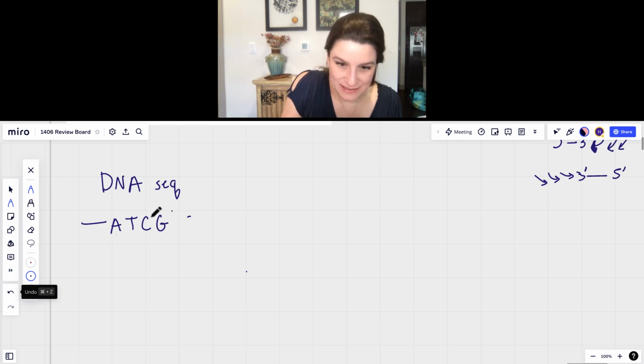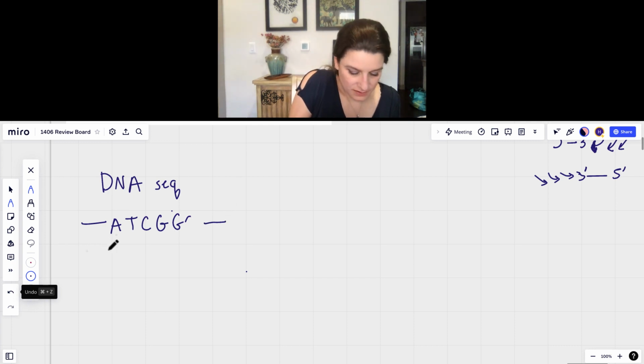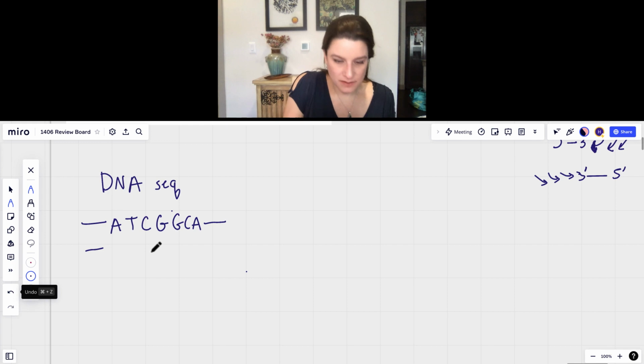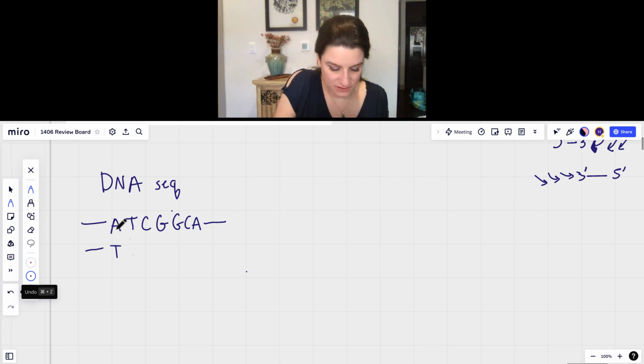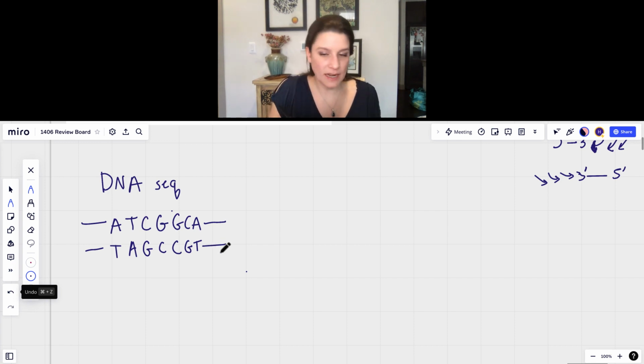Okay, ATCGGCA. This is just one tiny part of the DNA sequence. So if we think about our other side, we match up the complementary DNA sequence, that's what the T is for DNA. So A goes with T, T goes with A, C goes with G, G with C, G with C, C with G, and A with T. So that's our double strand DNA.